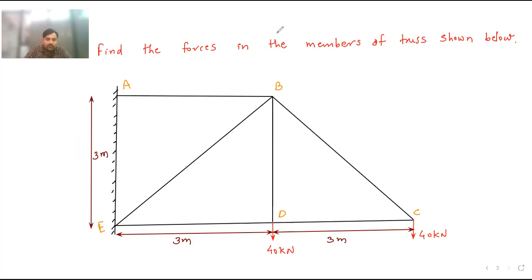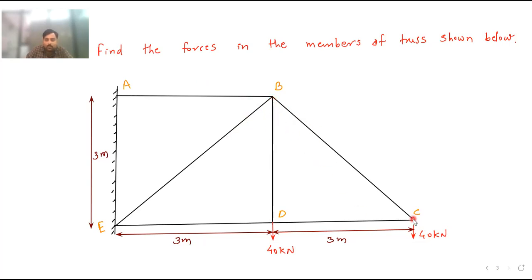Once you see the problem, you should be able to identify the members and the joints. Members and the joints. Now we start from B. B is the joint. At joint B, how many members are there? BA is one member, BE, then BD and BC. So B is a joint.